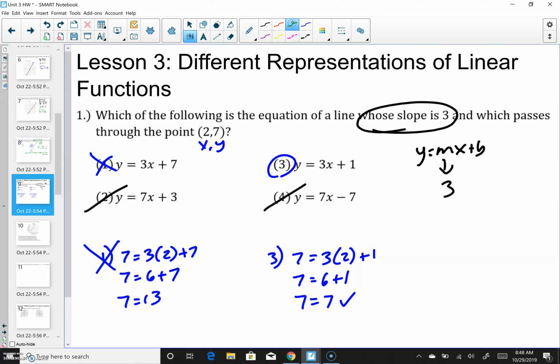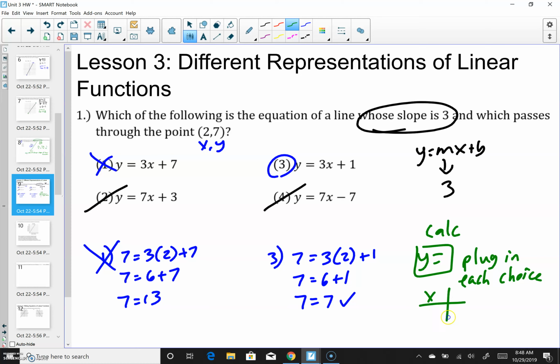You could also go to your calculator and go to y equals and plug in each answer choice. Again, you're going to want to eliminate choice 2 and choice 4 first, but then all you're going to look for is the point (2, 7) on your table. But I bet you answer choice 2 or 4 has the point (2, 7) on there, so that's why you have to cross those out and factor in the slope being 3 as well before you start plugging your answer choices in.